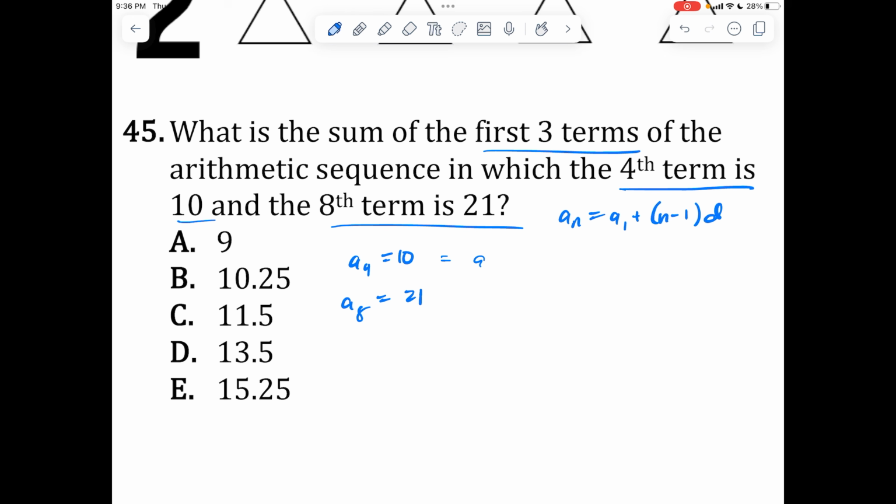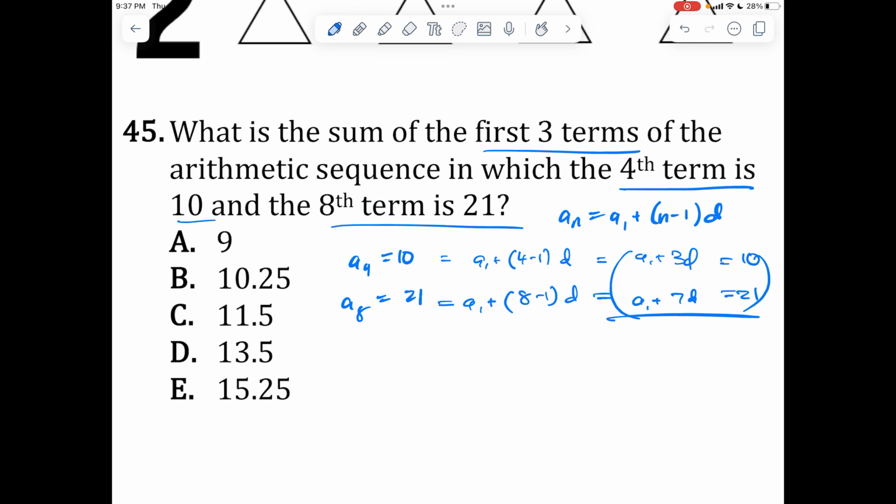A4 is equal to 10, and that's equal to A1 plus 4 minus 1 times D. A8 is equal to A1 plus 8 minus 1 times D. Simplify this, A1 plus 3D. Simplify this, A1 plus 7D. And again, this is equal to 10, this is equal to 21. So let me just subtract these entire things. A1 minus A1 is 0. 3D minus 7D is negative 4D, and this is equal to negative 11. If I divide by negative 4, I get D equals 11 over 4. That's my common difference.